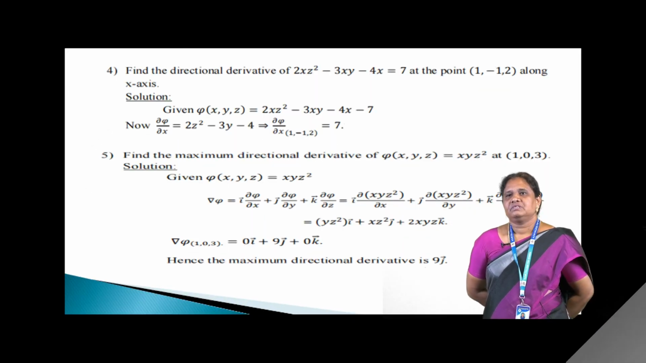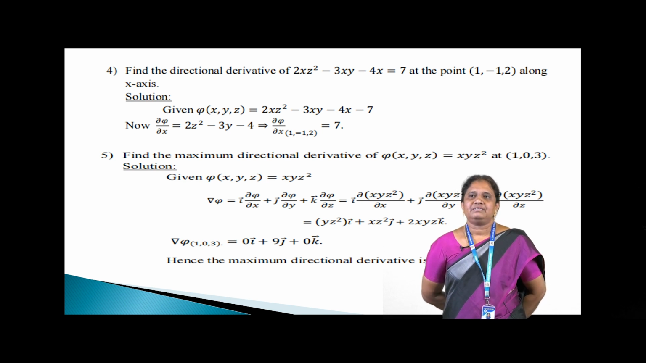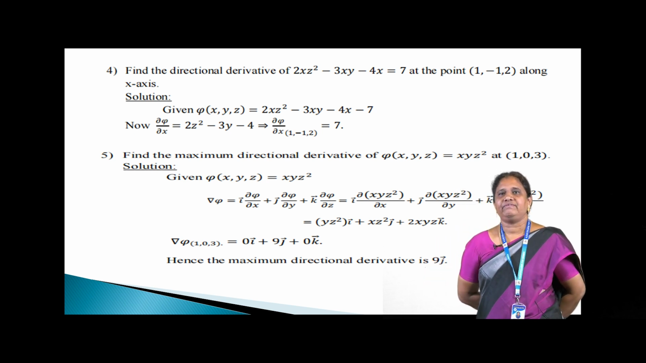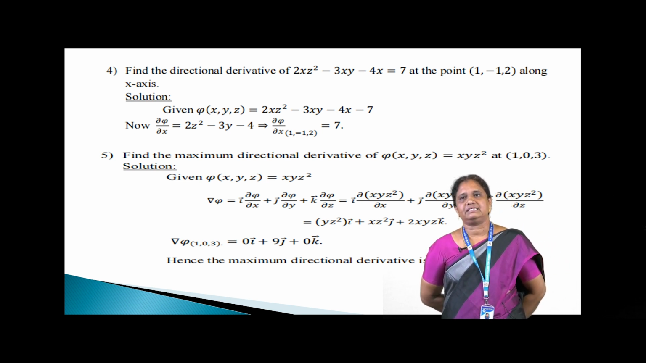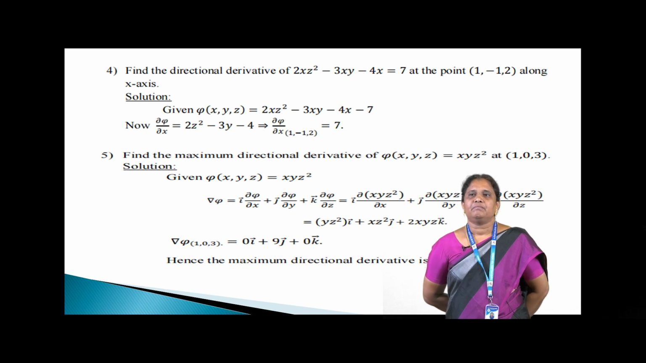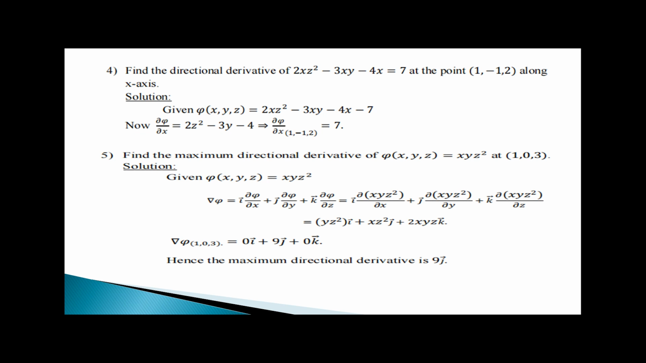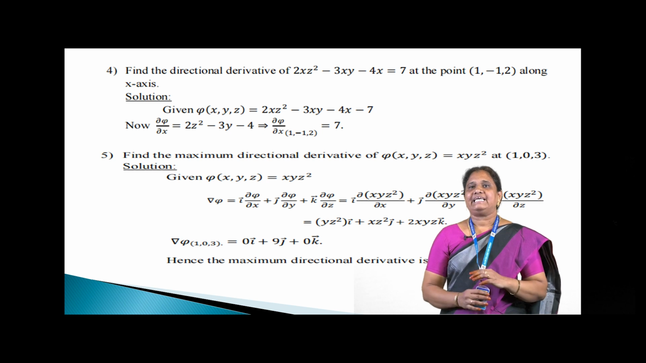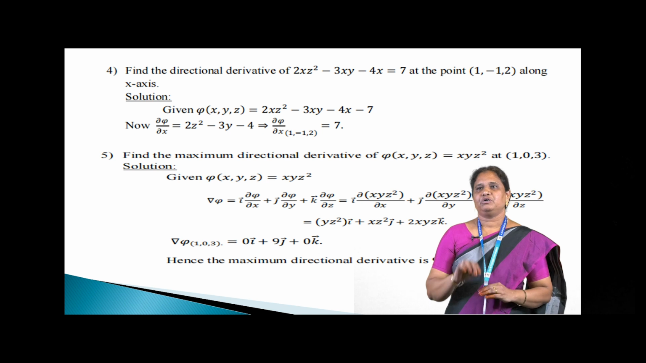The next two problems again we are going to find the directional derivative, but the vector given is of a different type. That is, find the directional derivative of 2xz square minus 3xy minus 4x equal to 7 at the point 1 comma minus 1 comma 2 along x axis. In the previous problem, the vector A is specifically given, but here the vector is given as along x axis. Only in x direction the vector is moving.